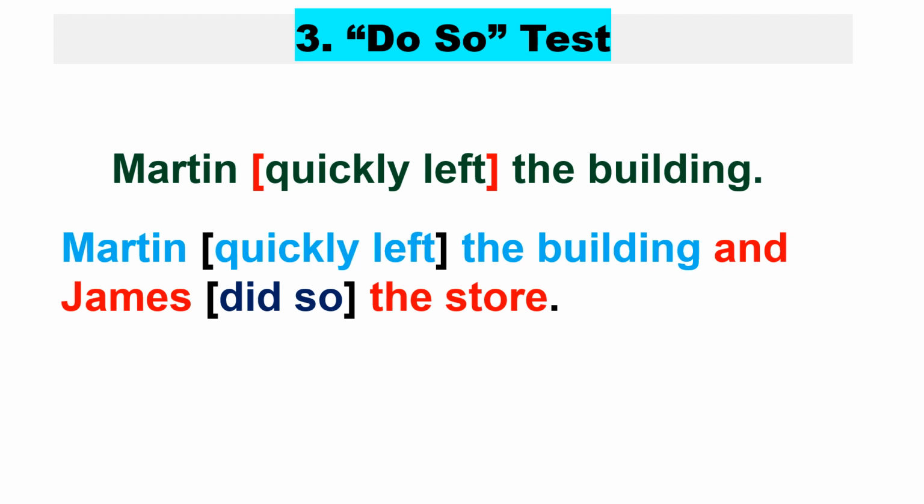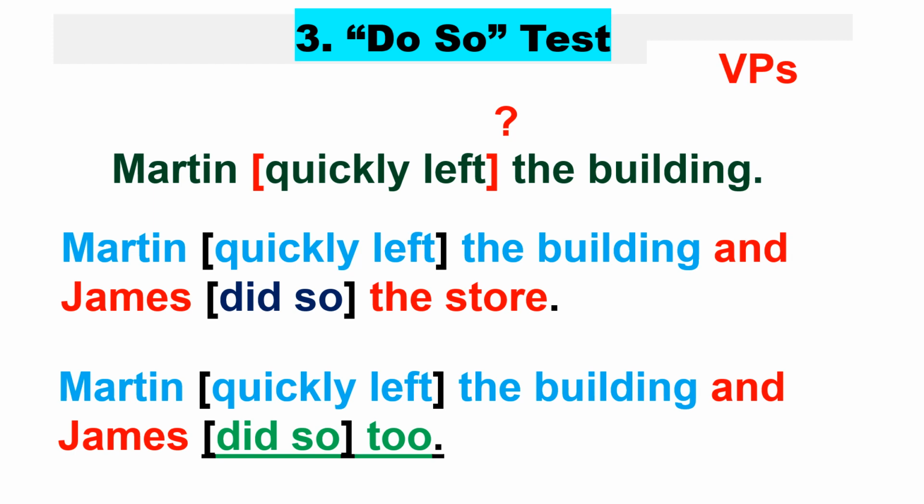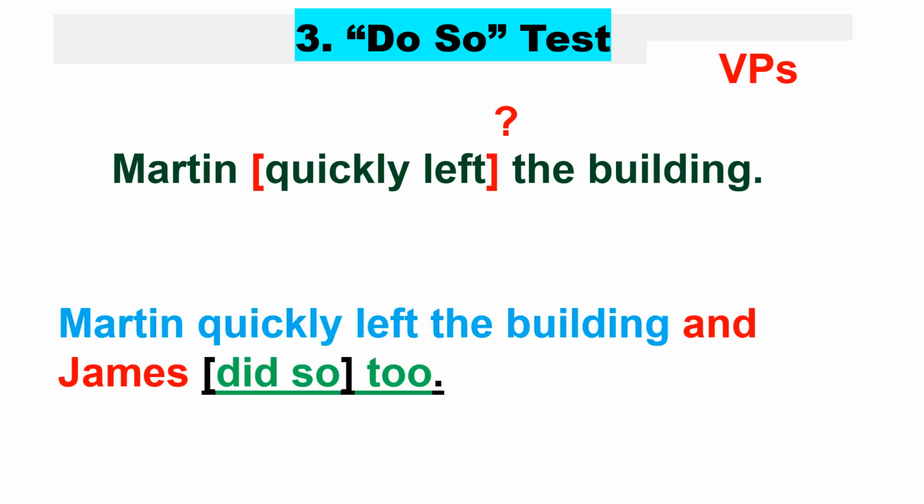So let's take a look at this. Martin quickly left the building and James did so the store. Yes, we could replace it with do so, but this is weird. We can't really say and James did so the store. We could say and James did so too. That would be okay. But that phrase quickly left the building is the entire constituent. So it doesn't look like quickly left is a constituent that functions together as a unit, but rather quickly left the building.